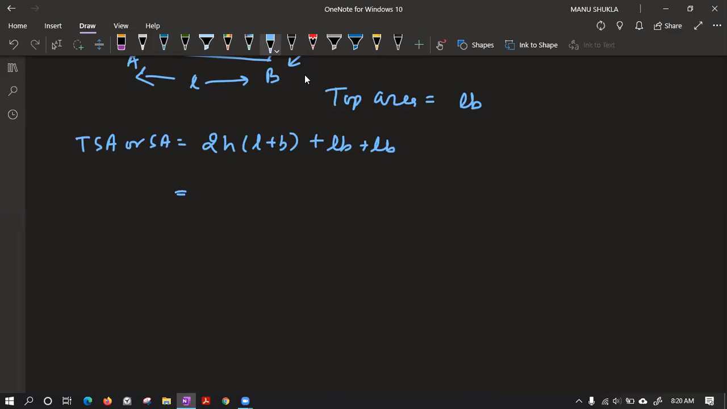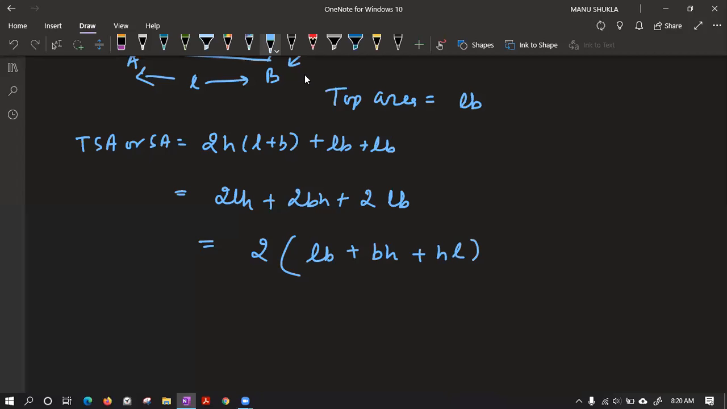To make it easy, because we have seen if we are able to take common, we should always take to make it easy. So it will become twice LH, twice BH plus twice LB. And now you will observe only 2 is common. And to make it easy to remember, I am writing in such a way so that it is easy for you. Twice (LB, BH, HL). So you will see B and B are same, H and H are same. So in this way, you will easily remember it in your mind. This is the formula for total surface area or surface area.